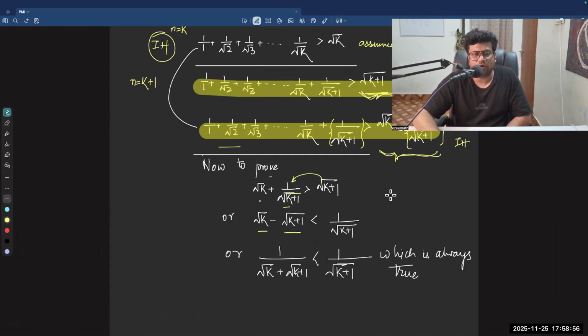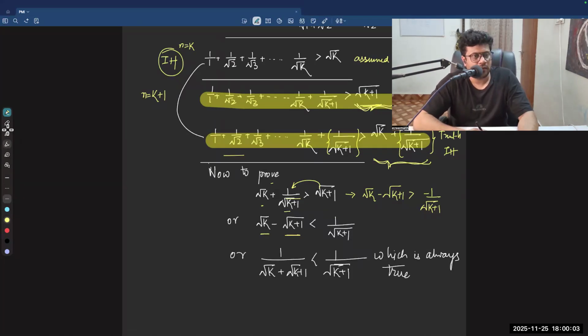Why did I flip the inequality? Remember, there's an intermediate step. Root k minus root k plus 1 is greater than minus 1 by root of k plus 1. When I multiply both the sides by a minus 1, the inequality has to flip. There it is. Multiply both the sides by a minus 1, this by a minus 1, and that by a minus 1. What do you end up with?